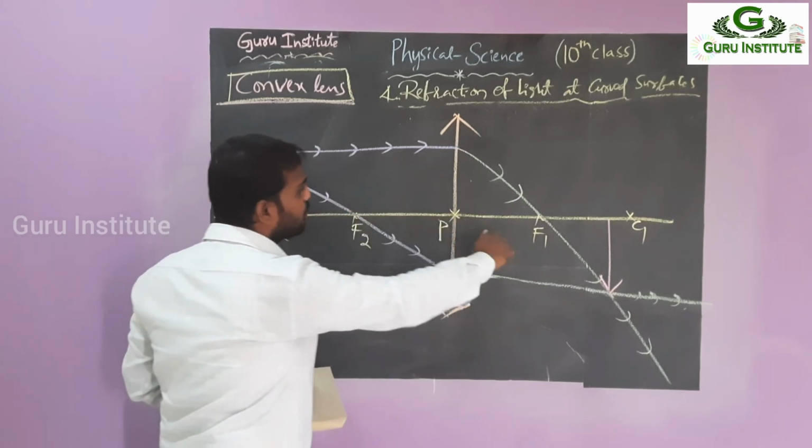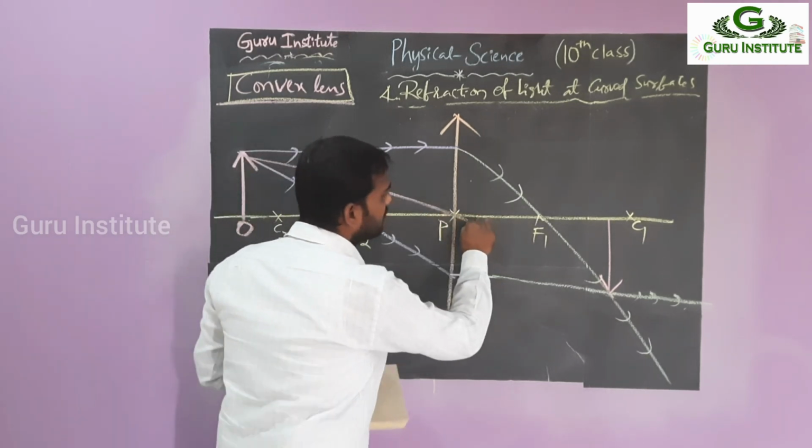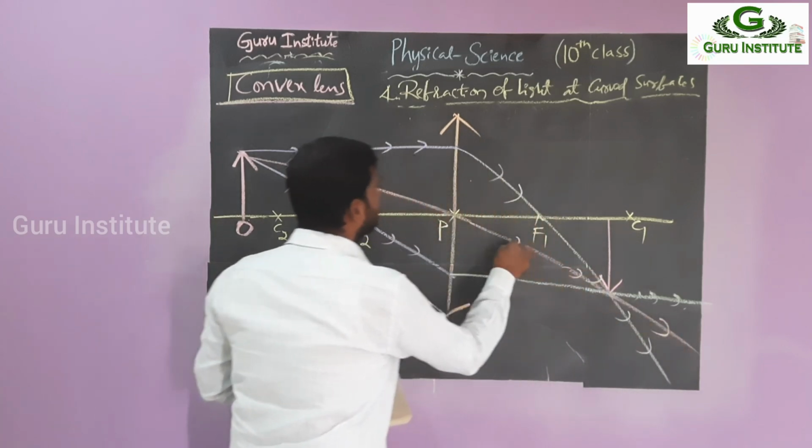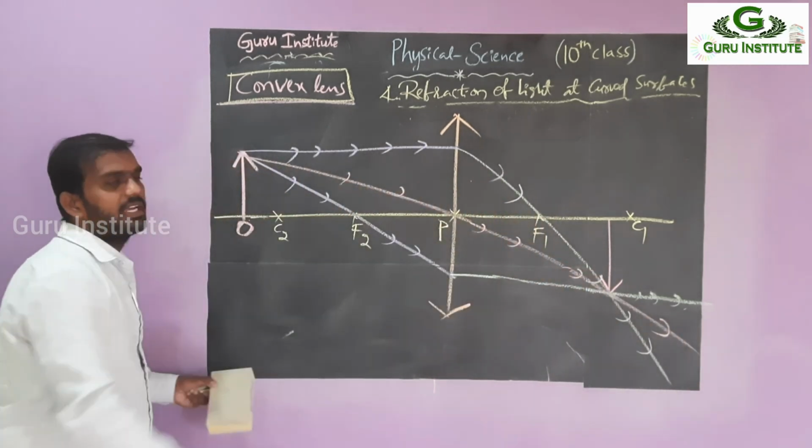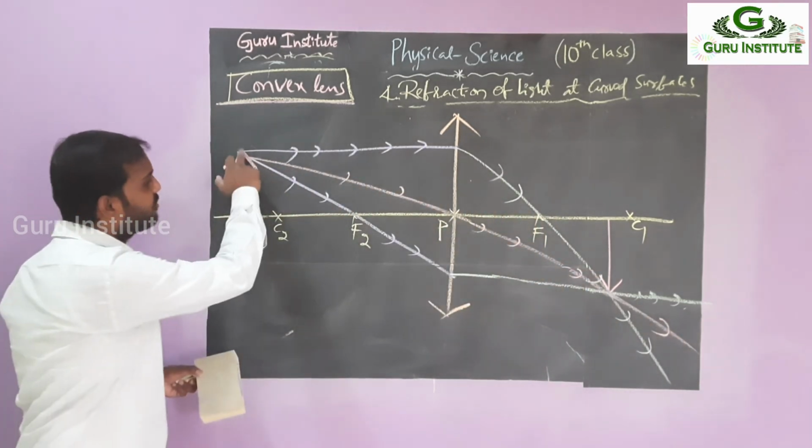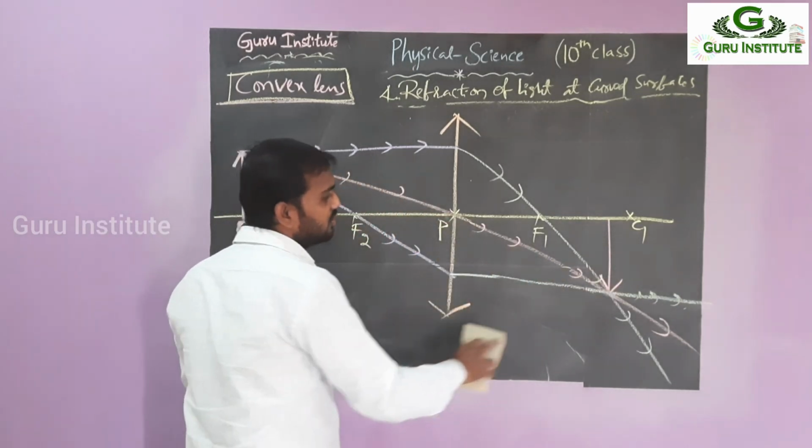But if you take the ray passing through the pole like this, there is no deviation. You can simply take a straight line by using a scale. You have to join from here, here, and there. Okay. So we have to see that one.